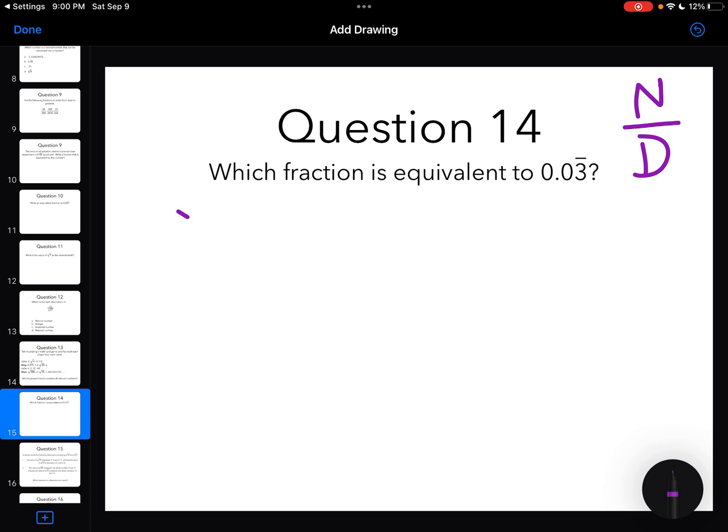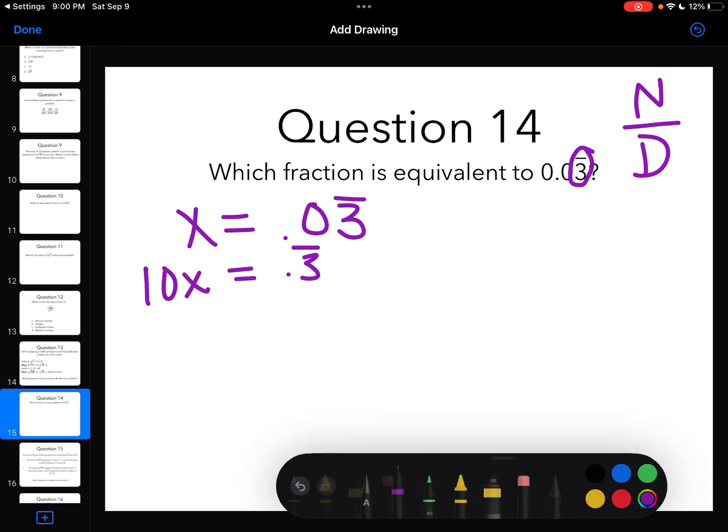So we have x equals 0.03 repeating. Now, if you look really carefully, it's only the 3 that's repeating. So we're only going to do a 10x equals 0.3 repeating. Ooh, that does look weird, doesn't it? All right.